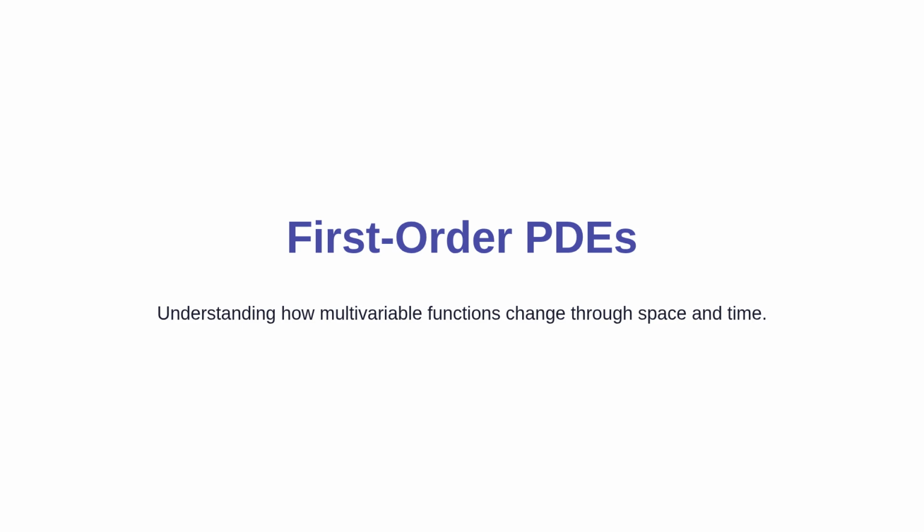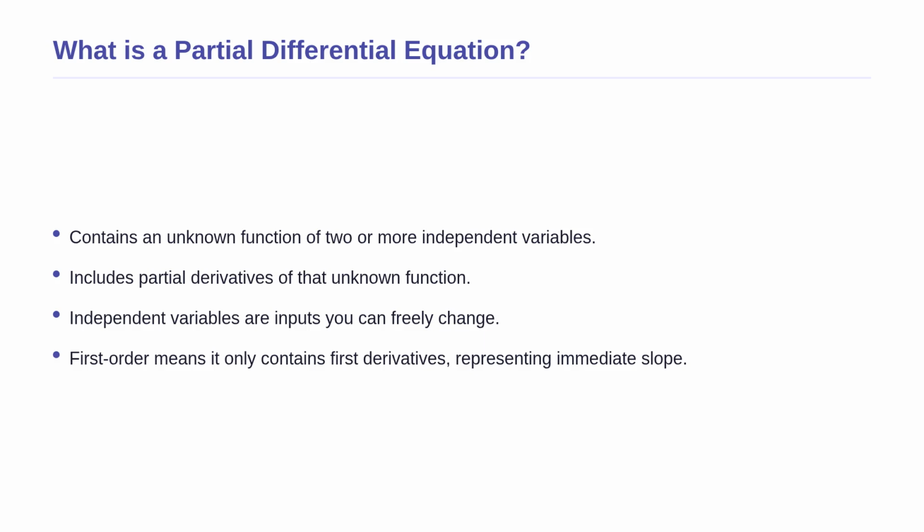steepness changes depending on which direction you step. You need to know the rate of change in both directions simultaneously. This is exactly what we will learn to model today. Now that we have our mountain analogy, let us define this mathematically. A partial differential equation contains an unknown function of two or more independent variables, along with its partial derivatives.